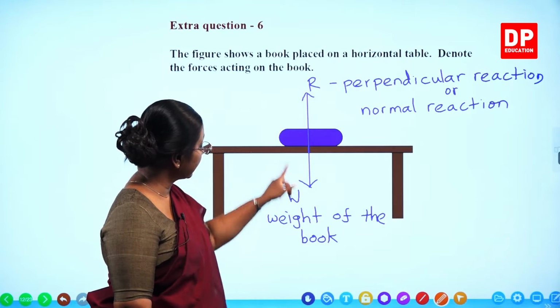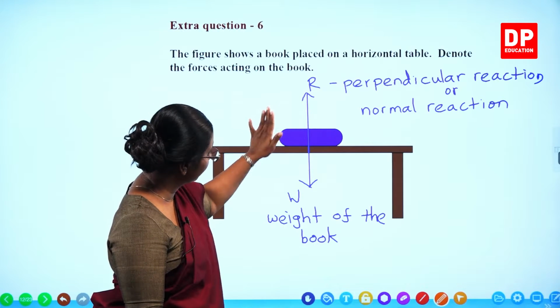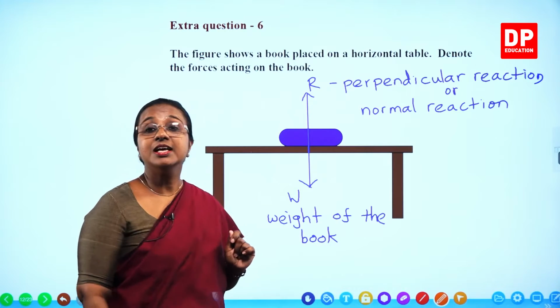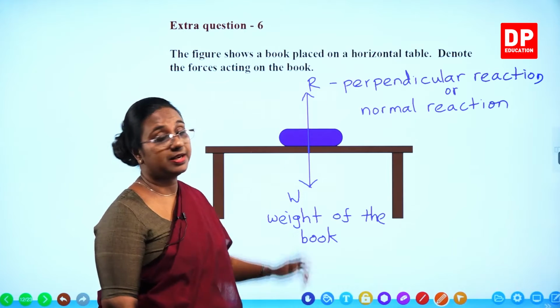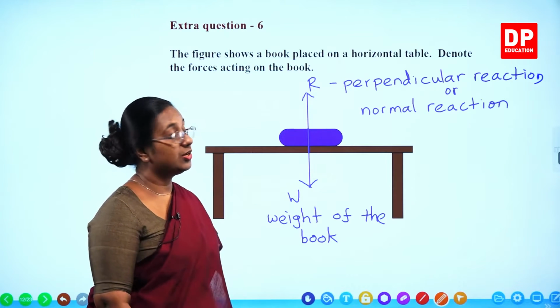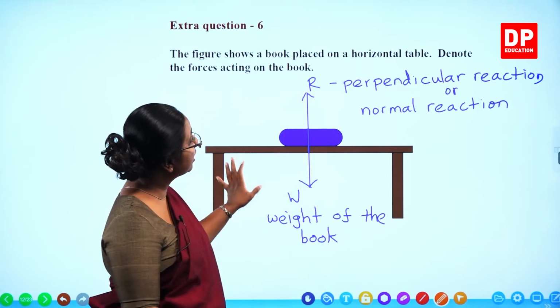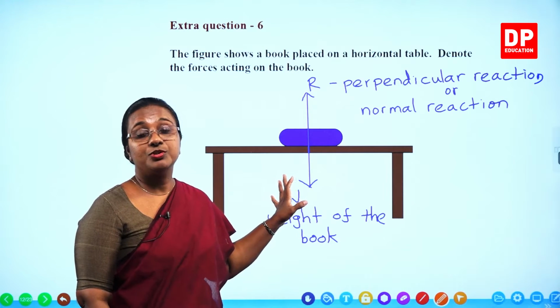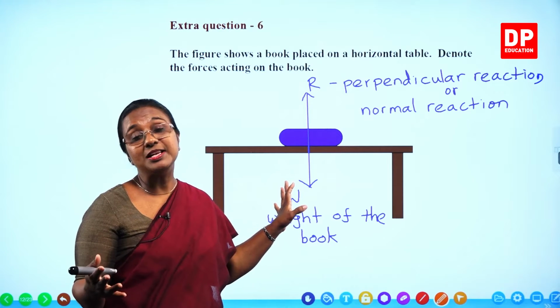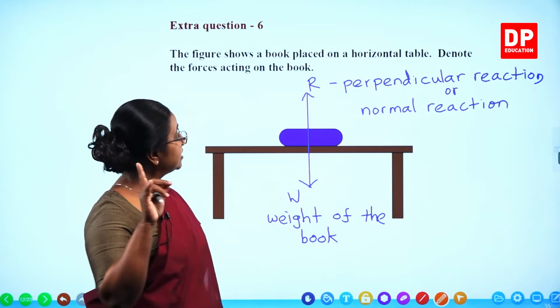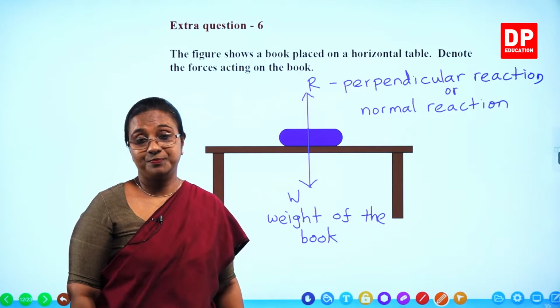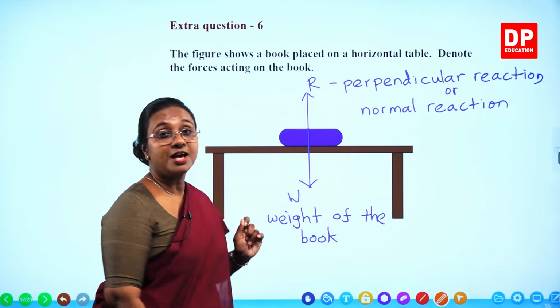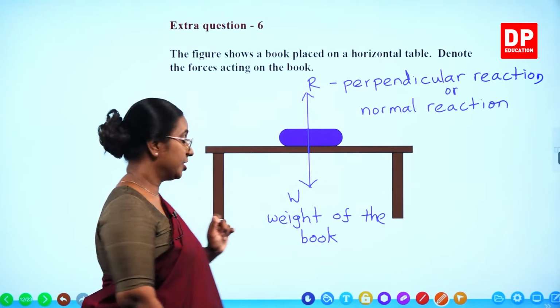You can mark it as R and W or you can leave those letters out. You can just write the names, the weight and the perpendicular reaction, or you can use the term normal reaction. You don't have to always write both the terms. Here I am writing both the terms so that you become familiar with the terms. But you all can just stick to one term. With that, students, I will move on to the next question.